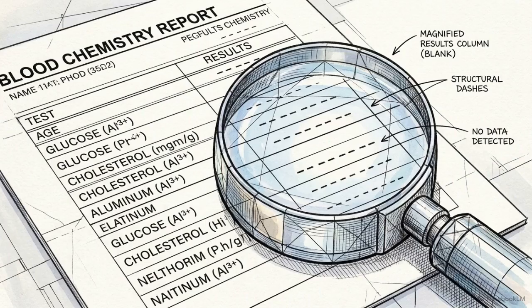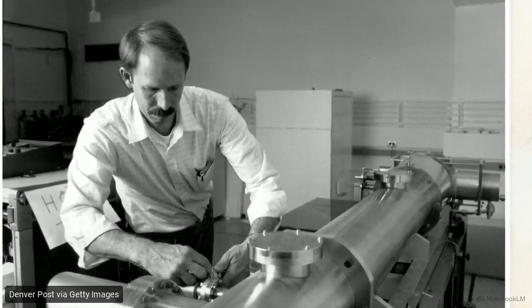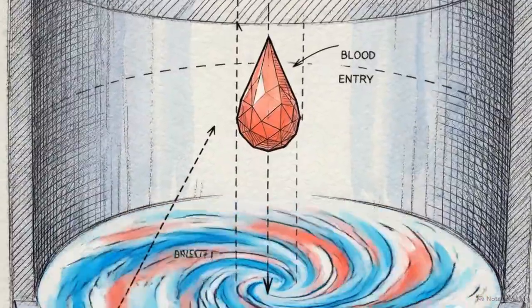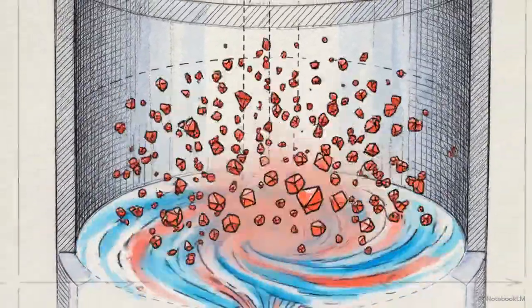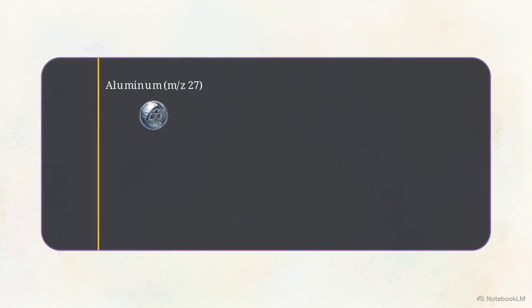Detecting this metal is analytically complex because free aluminum ions do not exist at physiological pH. Standard chemistry panels cannot see them. The gold standard for measurement is inductively coupled plasma mass spectrometry, or ICP-MS. The process begins by atomizing the blood sample in an argon plasma torch burning at 8,000 Kelvin, hotter than the surface of the sun. The mass spectrometer then separates ions based on a specific mass-to-charge ratio of 27.